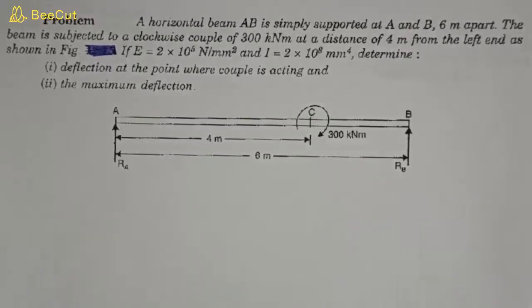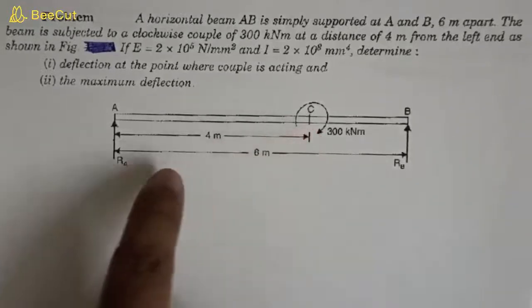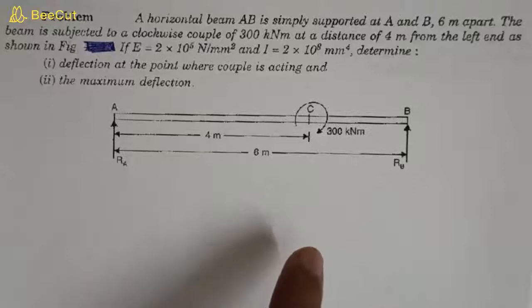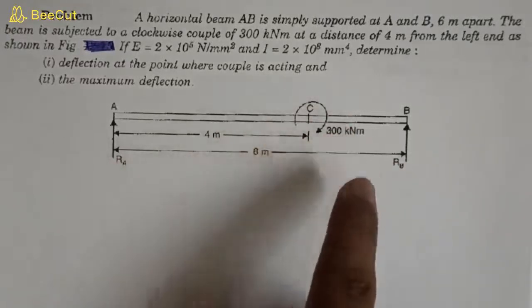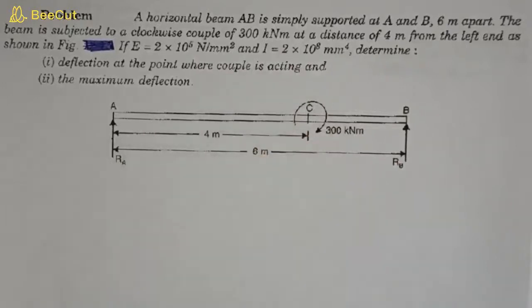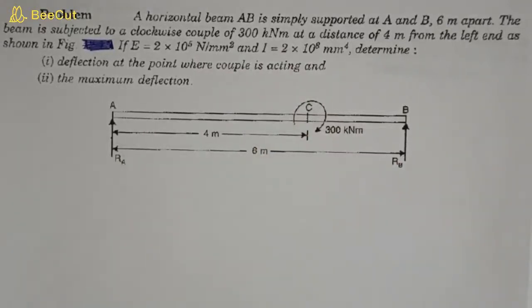So in this question we have to find the deflection at this point C and the maximum deflection in this beam. In this beam there are two reaction forces and a moment of 300 kilonewton meter is acting at point C, and we have to calculate the deflection by using Macaulay's method. So you can read the question.